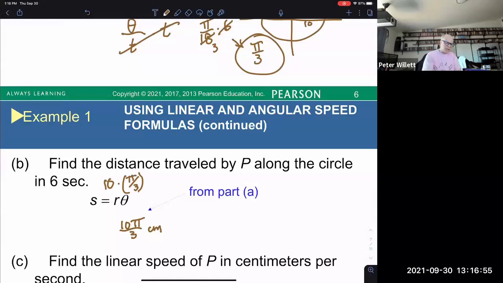So in part B, to find the distance traveled, once I know the angle traversed was pi over 3 after 6 seconds, I multiply that by the radius size to get how far you went around the circle.